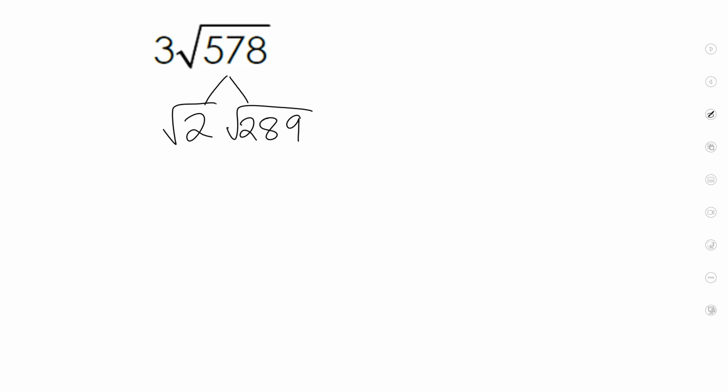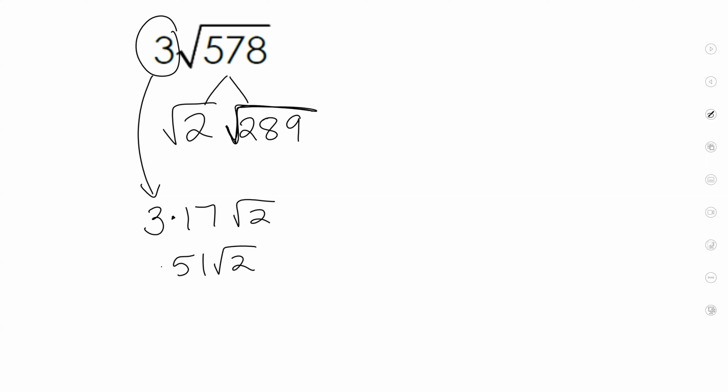17? Okay, so guys, look. I have a 3 on the outside. The square root of 289 is just 17. And then you have the square root of 2. We couldn't break down the square root of 2. 3 times 17 is 51. So this is your answer.